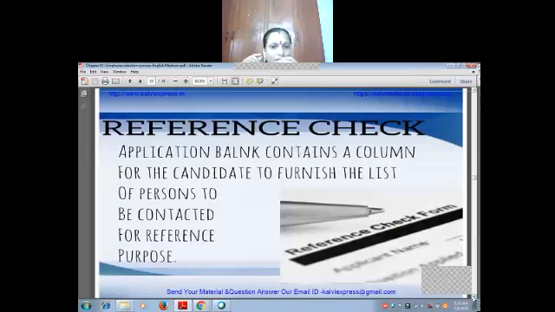So the application blank contains a column. In the application itself, there will be a reference check column that we should fill up, for the candidates to furnish the list of persons. So one or two persons you have to give as references. If in my absence, if I am not taking my mobile or something, you can call this person. You can give it like that. Okay. So, a list of persons to be contacted for reference purposes.